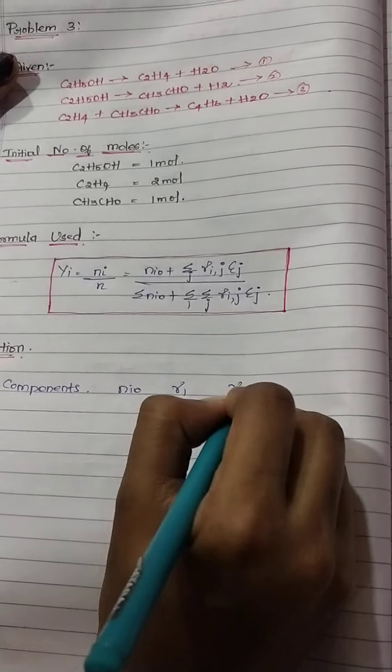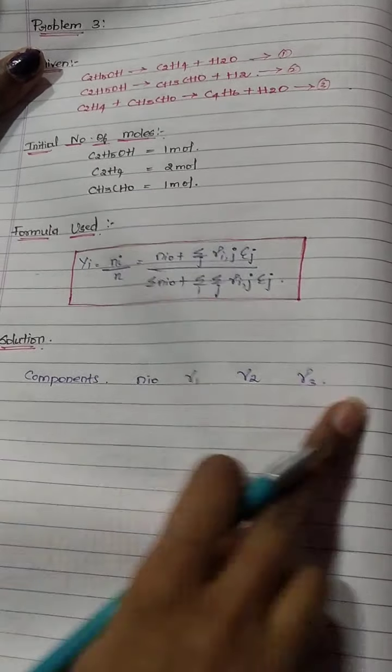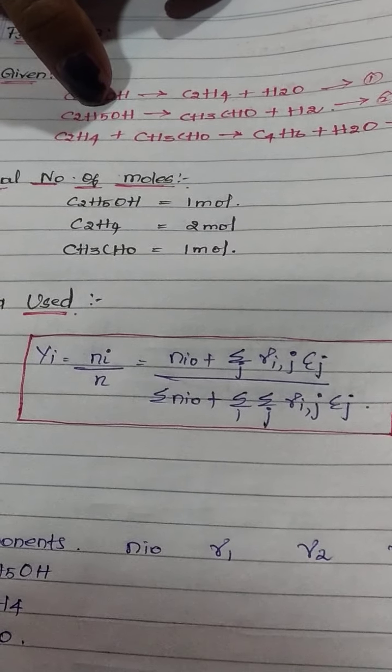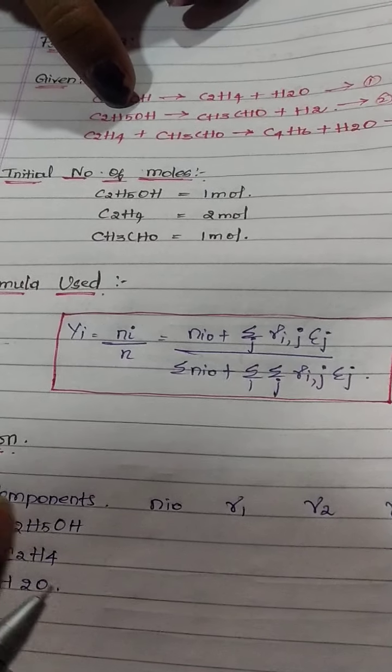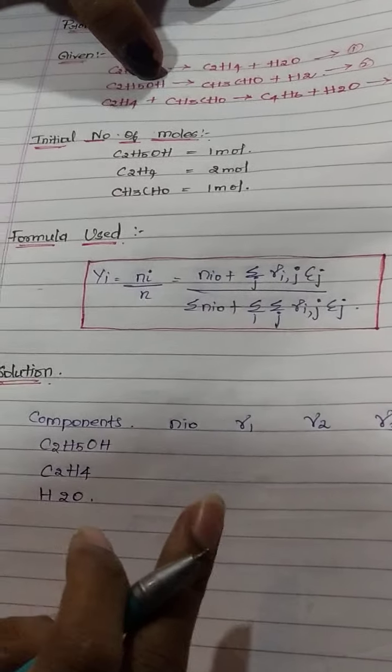So nu 1, nu 2, nu 3, since it is 3 reactions. How many reactions, that many nu values will be there. That is what is given in this reaction also. So first component is C2H5OH and next is C2H4, next is H2O, and again in the second reaction there is a possibility of repetition, so make sure it is not repeated. So C2H5OH, it is repeated, no need to write.